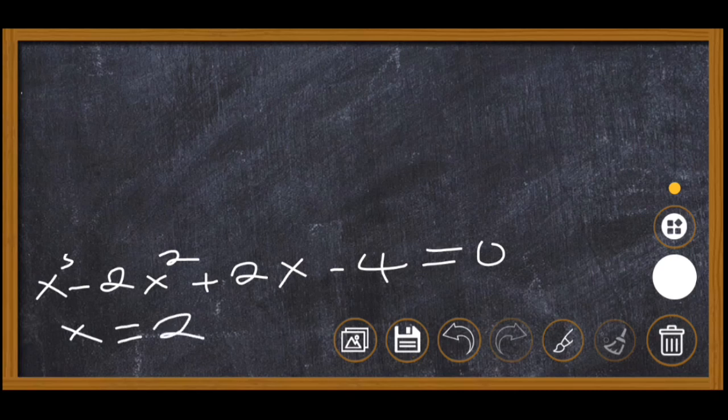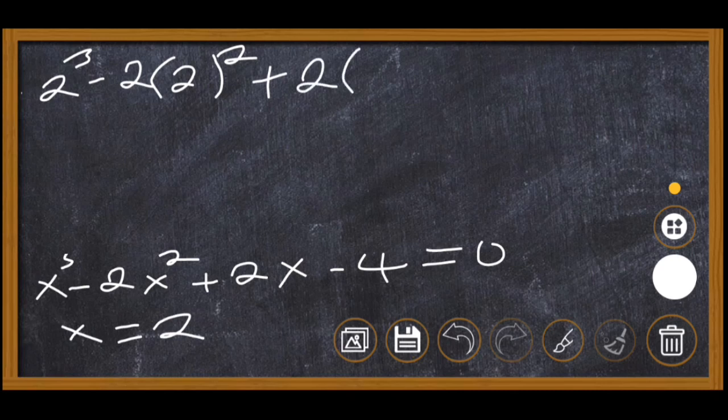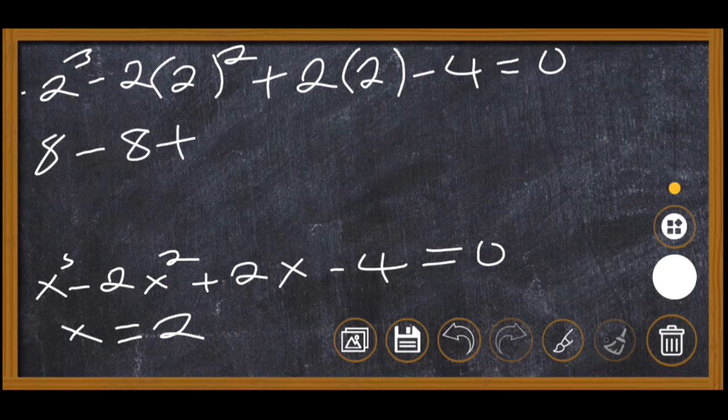So let's try that. So where there is x, I will replace with 2. So we are going to have 2 power 3, and then minus 2, where there is x, I will replace with 2, so we have squared, and then plus 2, and then where there is x, I will replace with 2, minus 4 equals 0. So let's manipulate that one. So 2 raised to power 3, it's 8. And then 2 raised to power 2, it's 4. Then 4 multiplied by this 2 outside here, it's 8. So we have 8 there, and then plus this 2 multiplied by this 2, we are going to have 4, and then minus 4, which of course equals 0.